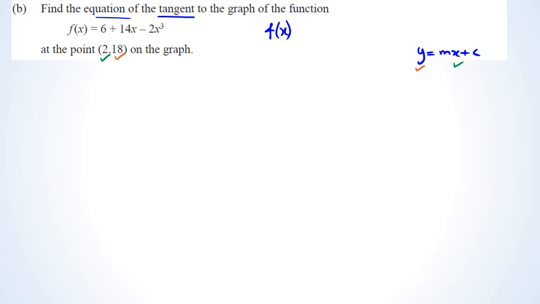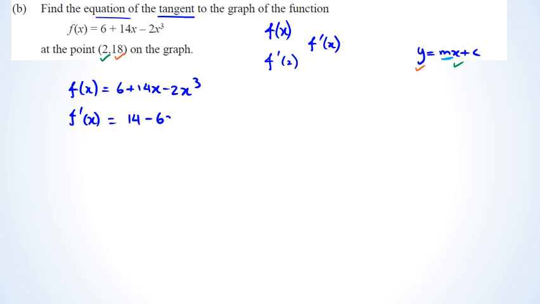But what we do need is we actually need what the gradient is at point 2. So what we're looking for is we actually need to find f dash of 2. But to get to f dash of 2, we actually need to work out what f dash of x is first. So as usual, I write down my function, which is 14x minus 2x cubed, and then I differentiate it. So I'm going to get f dash of x equals 14 minus 6x squared. Next thing is trying to work out what the gradient at 2 is. So f dash of 2 equals 14 minus 6 times 2 squared, which ends up being minus 10.